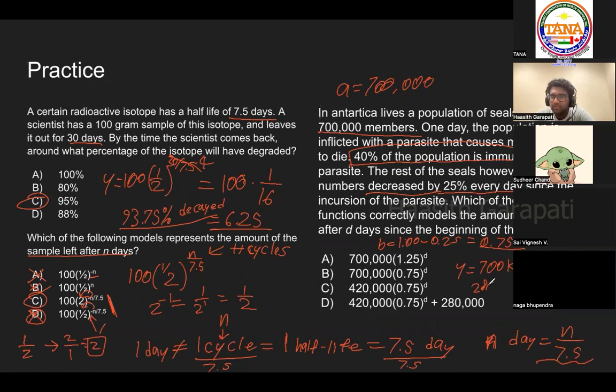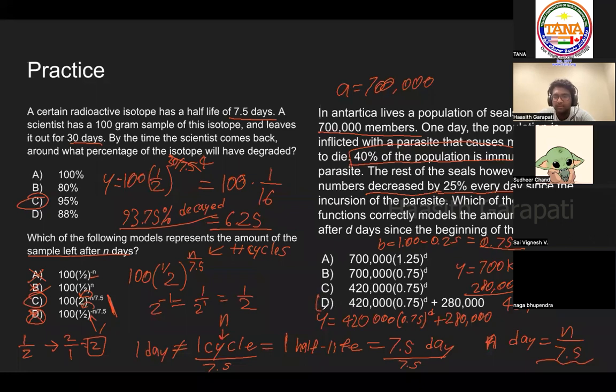It's 280,000, which means 420,000 seals are affected. Y is equal to 420,000 times 0.75 to the power of D. And then we have our 280,000 seals that are doing just fine, right? They're not dying. So we just simply add that value onto there.